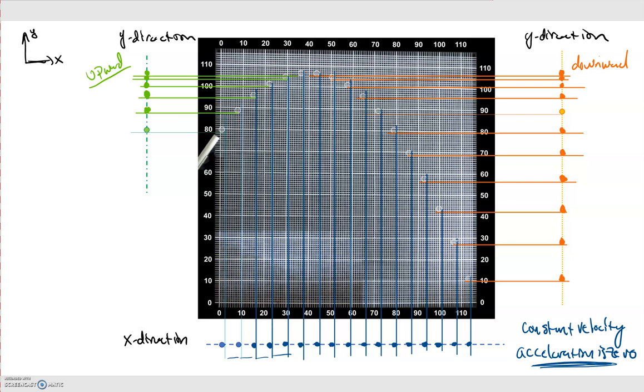So now let's take a look at the y direction, and let's start with the upward motion diagram. We can see that the spacing between the points is getting smaller as we're going up. And so since we're moving in the upward direction, we know that we have a positive velocity. But as we are moving up along the motion diagram, the spacing is getting smaller. So what can we say about the velocity? What's happening to it? It's reducing, or it's getting smaller.